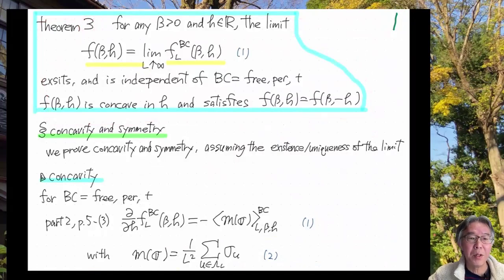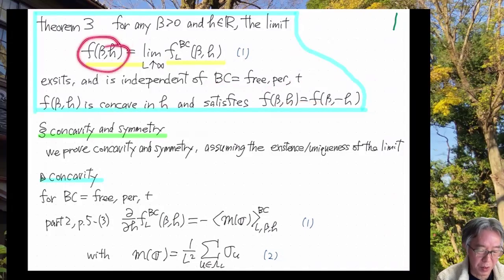As I emphasized, this was a bit technical, but this theorem ensures that we have f beta h, a well-defined quantity, which represents a thermodynamic property of this Ising model. And this independence on the boundary condition is very important. Of course, the existence, concavity, symmetry, everything is important. So anyway, we can rely on this quantity, and we shall sit down and study it. That's what we are going to do in parts 4 and 5.